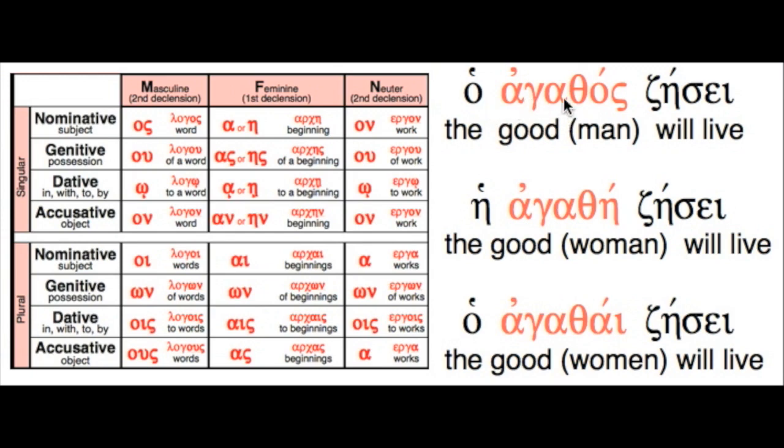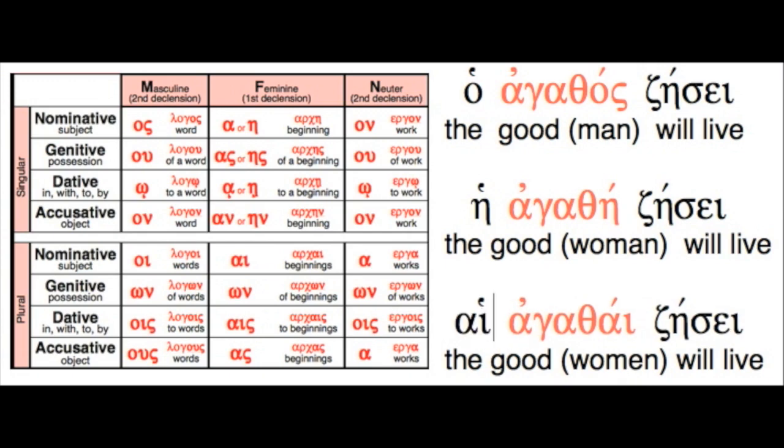So if I said ho agathos zese, that means the good masculine subject. So in this case, probably man, see? So it's a masculine singular. Or if I said, he agathe zese, well, that's a feminine, so it would imply a feminine subject. So like, the good woman will live. Or, oops, I have a mistake here. This should be hai agathai. The good women, hai agathai zese. So do you see how this would be plural? Because here's the plural form.